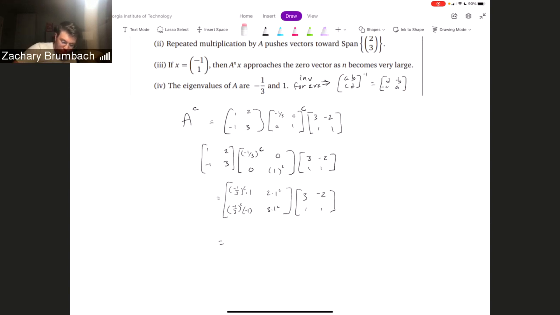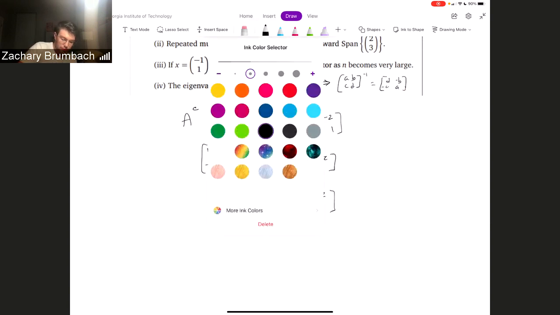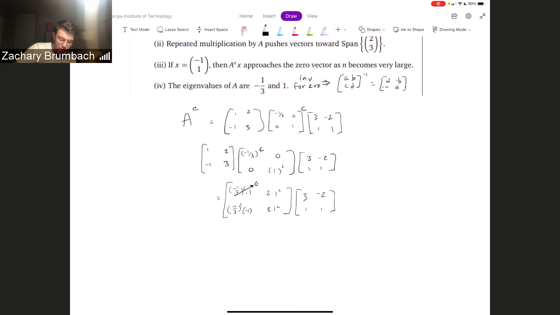Okay, so before we go any further, as we raise 1/3 to a really, really big power, what happens? It goes to 0. It goes to 0. Yeah, so we can just say this goes to 0. Okay.